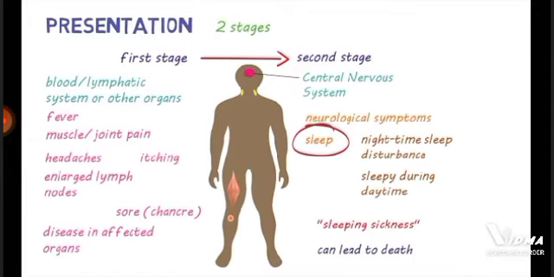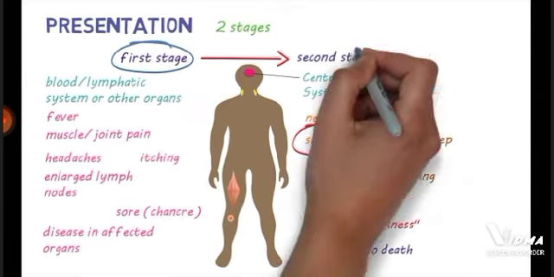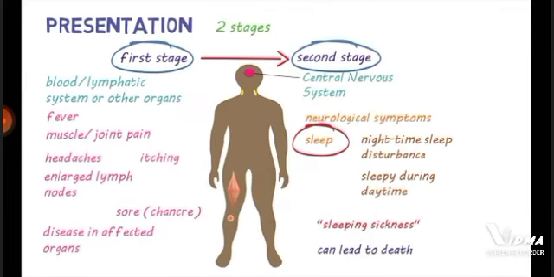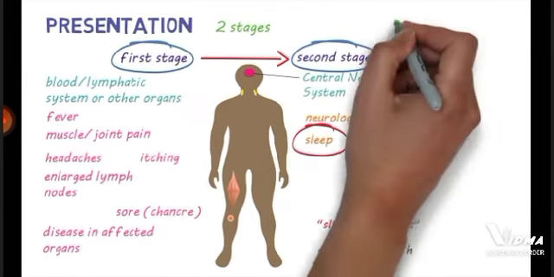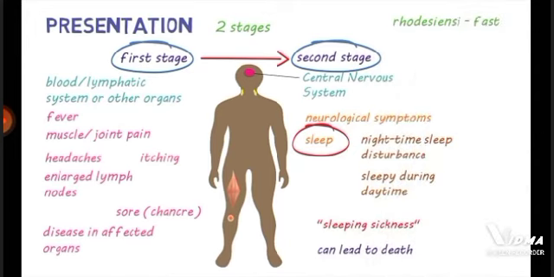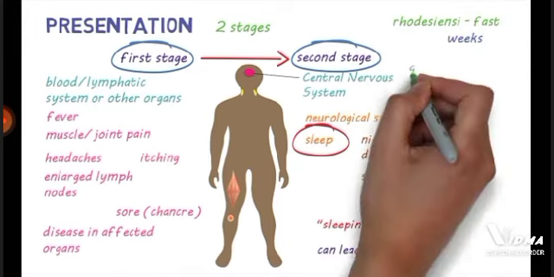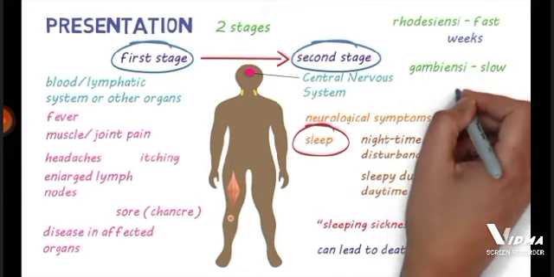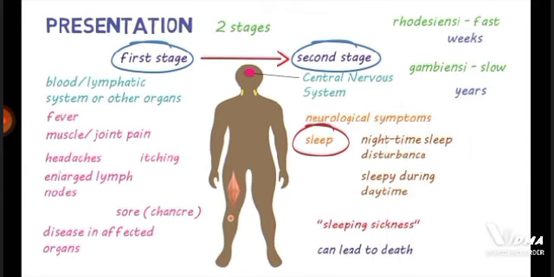The severity of the disease and how quickly it progresses from the first stage to the second stage depends on the type of parasite. In Rhodesiense infections, it's quite fast, usually a few weeks. On the other hand, in Gambiense infections, it may take several years. People who get infected may not have symptoms for months, if not years. When they do, they're usually in the second stage.